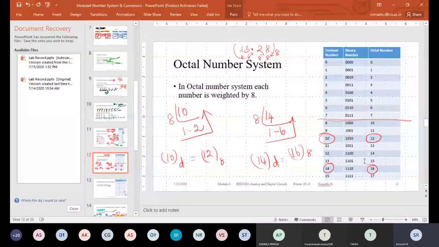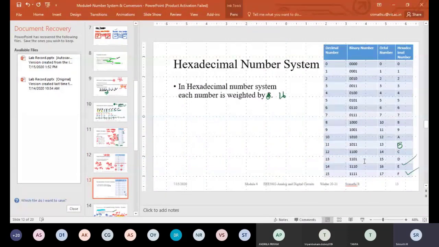Hexadecimal is a weighted number system whose base or radix is 16. Up to 9, both hexadecimal and decimal will be the same. After 9, you will represent 10, 11, up to 15 in terms of alphabets: A, B, C, D, E, and F.